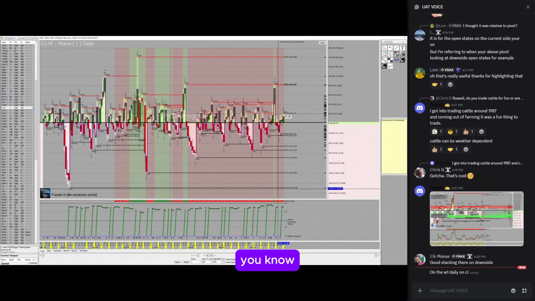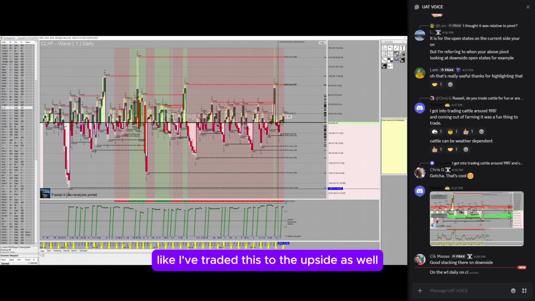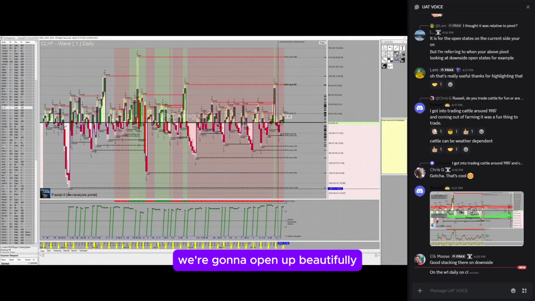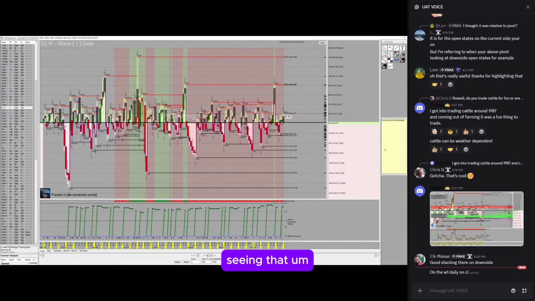And a good example, like I've traded this to the upside as well. Over the summer, I got really lucky with a blessed USO position, a couple bucks to several $100s. Remember talking to Russell about this, like we're going to open up beautifully tomorrow, seeing that. And so you can kind of trade this crude oil, right? There's obviously oil related companies, but we also have USO, which is an ETF that we have IV data on, all stored in the database.